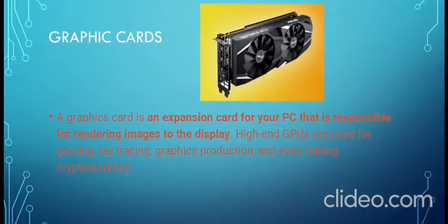Next is graphic cards. A graphic card is an expansion card for your PC that is responsible for rendering images to the display. High-end GPUs are used for gaming, ray tracing, graphics production, and even mining cryptocurrency. A graphics card looks like a smaller version of the computer motherboard. It's a printed circuit board that has a processor, RAM, and other components. A graphic card is sometimes commonly referred to as a graphics processing unit or GPU, but in reality, the GPU is just a component of the graphics card.